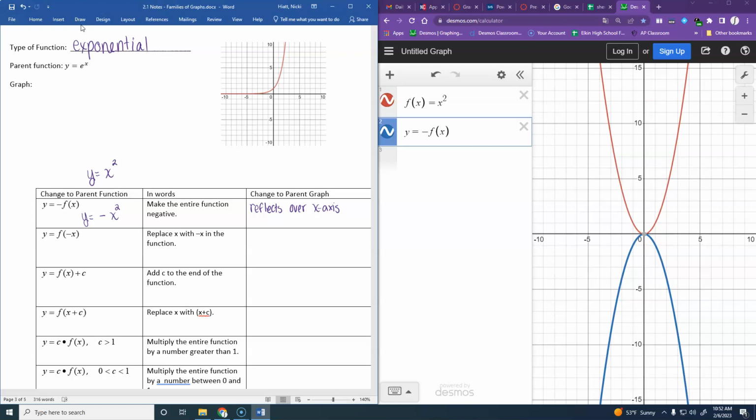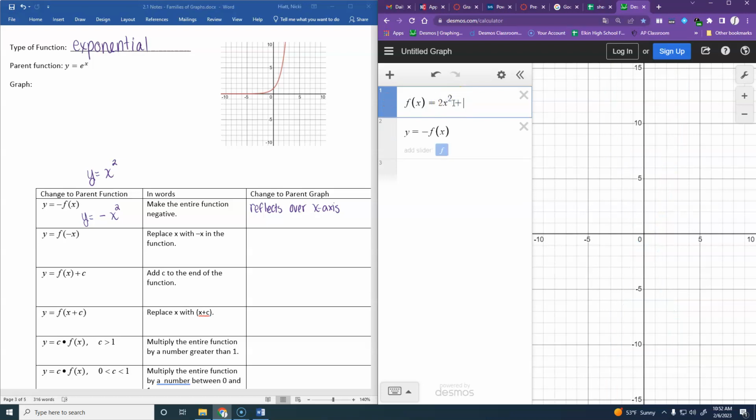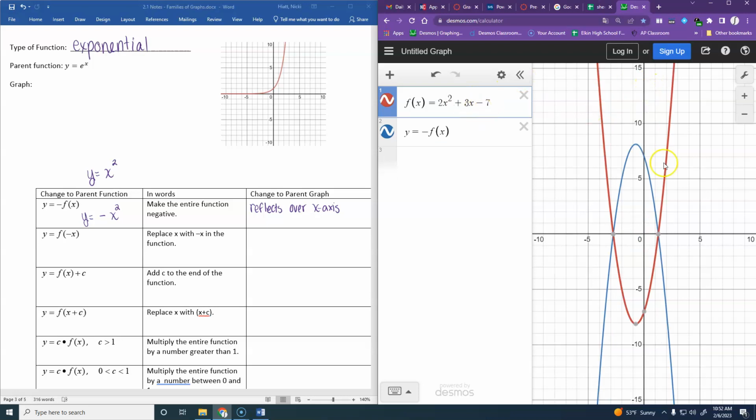Okay, so that is helpful. So if we see a negative out front of an entire equation, it's just going to flip that equation upside down. It doesn't matter what the function is. So, for example, let's say I didn't have x squared. Let's say I had 2x squared plus 3x minus 7. It still just took that red graph and flipped it upside down, right?